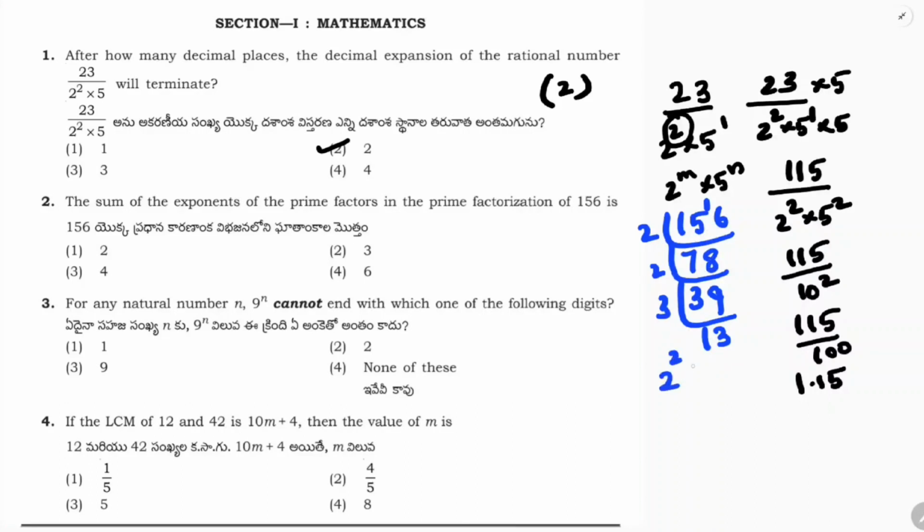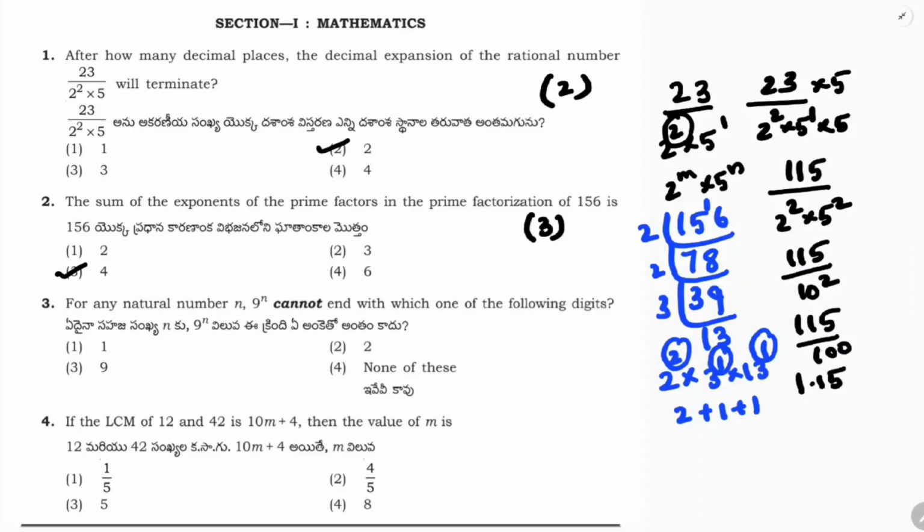So 156 is 2 power 2, 3 power 1 into 13 power 1. The exponents are 2, 1, 1. So 2 plus 1 plus 1 is nothing but 4. So the sum of the exponents in the prime factorization of 156 is 4. The correct option is 3. Next question.